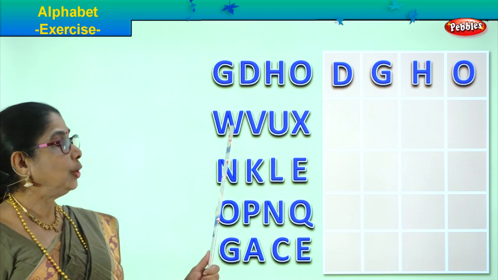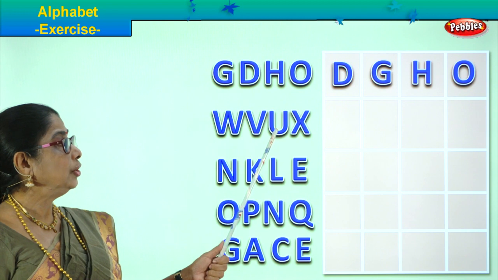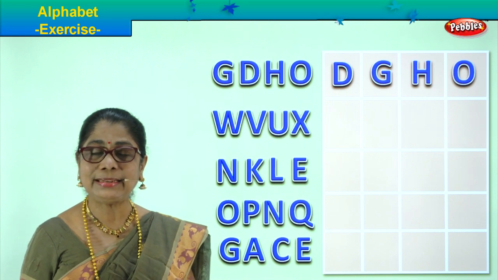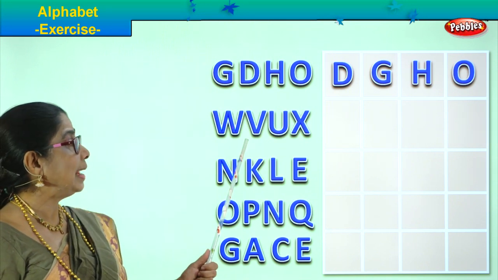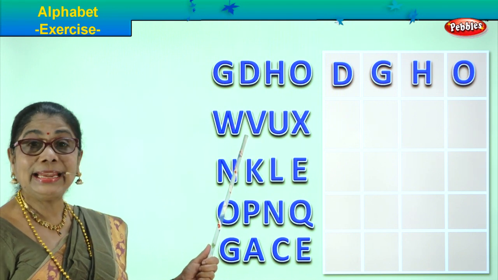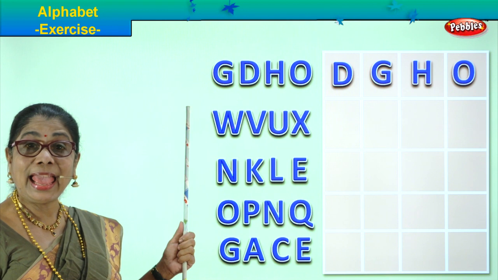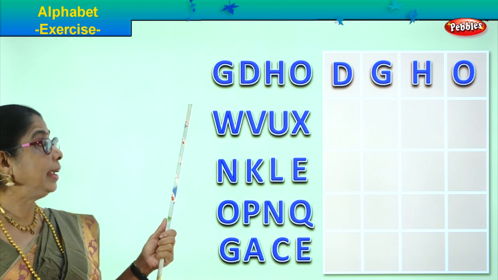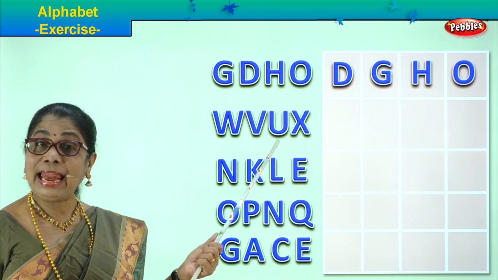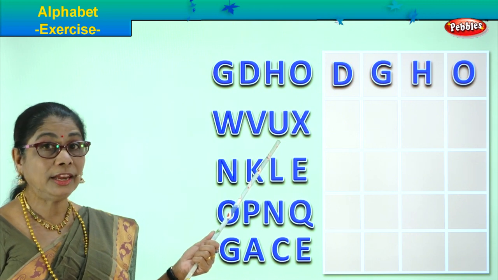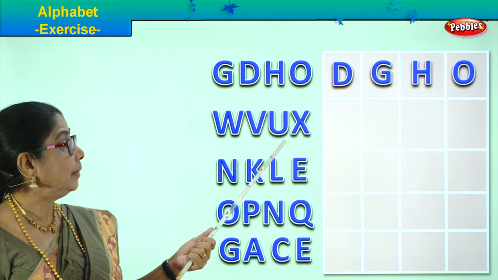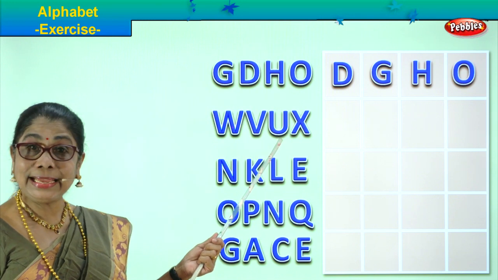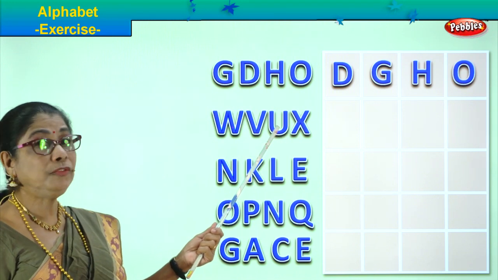Let's look at the next row. You have here W, V, U and X. We should know what letter comes first. Shall we say the letters? A. Look at this and say B, C, D, E, F, G, H, I, J, K, L, M, N, O, P, Q, R, S, T, U. Here we have U.